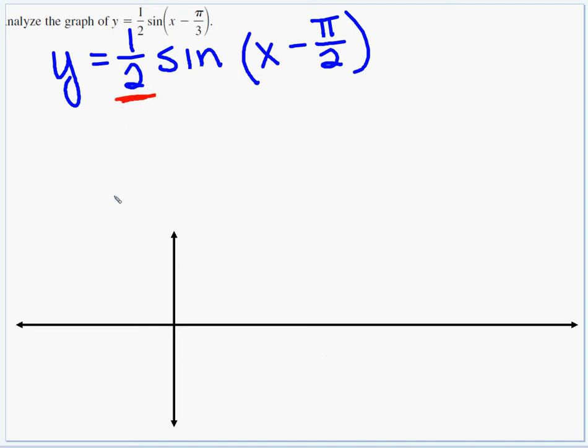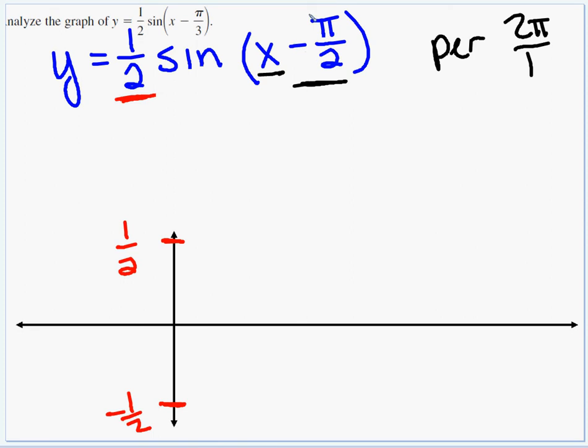Amplitude is 1/2, so we're going to have a high point of positive 1/2, low point negative 1/2. Period. The period is 2 pi divided by the number in front of x, and in front of this x there is an implied 1. So the period is 2 pi. So our cycle is going to be 2 pi in length, but we do have a shift, minus pi over 2.